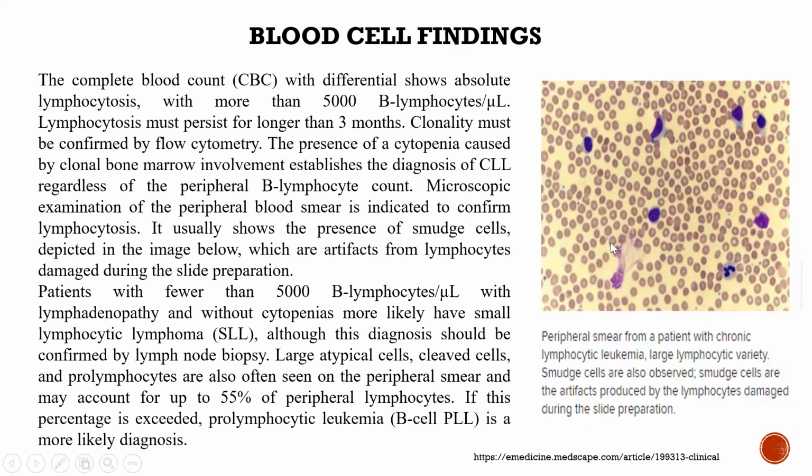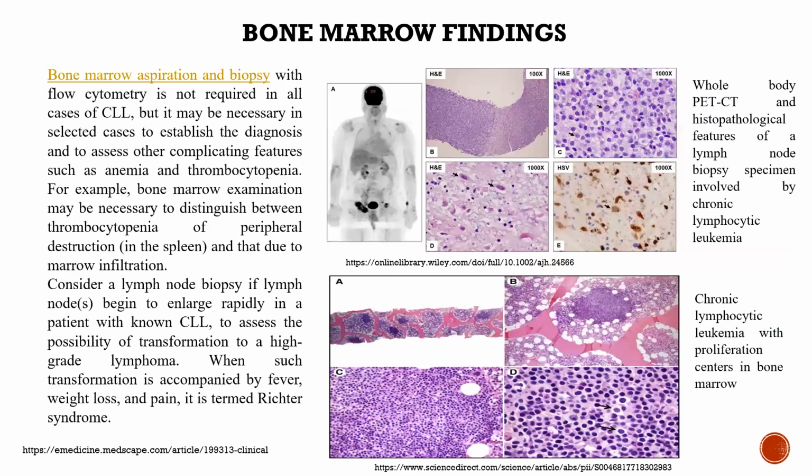Patients with fewer than 5,000 B lymphocytes per nanoliter with lymphadenopathy and without cytopenias more likely have small lymphocytic lymphoma, so the diagnosis should be confirmed by a lymph node biopsy. Large atypical cells, cleaved cells, and prolymphocytes can also be seen on peripheral smear. If their percentage exceeds 55%, B-cell prolymphocytic leukemia is more likely the diagnosis.